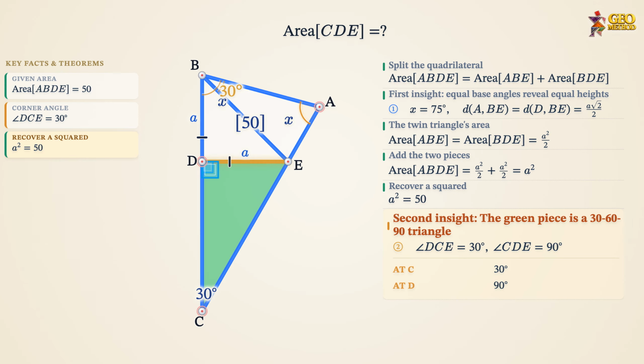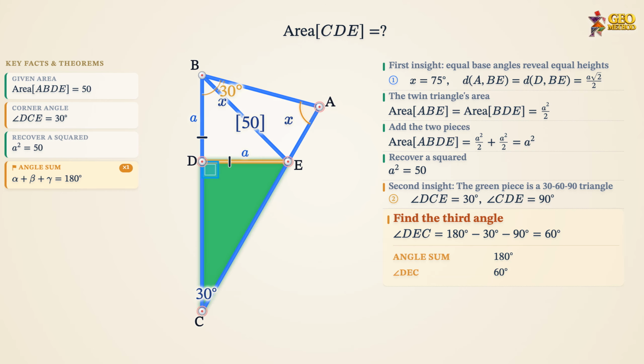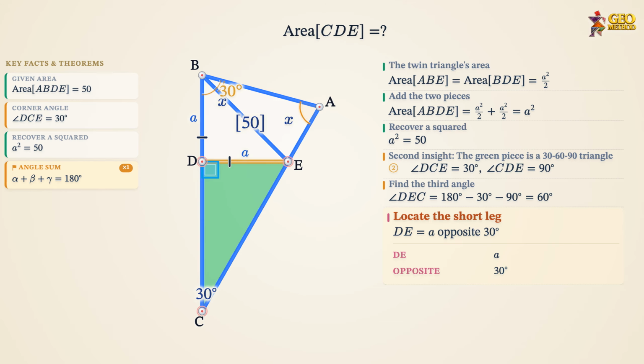A second insight now finishes the structure. The green piece is a 30-60-90 triangle. The angles of any triangle add to 180 degrees. Subtracting the 30 and the 90 leaves 60 degrees at E. So see, CDE is a 30-60-90 triangle. Leg segment DE sits directly across from the 30-degree angle at C, and we already named its length A. In a 30-60-90 triangle, this is the short leg, which we will use to reach the long leg.